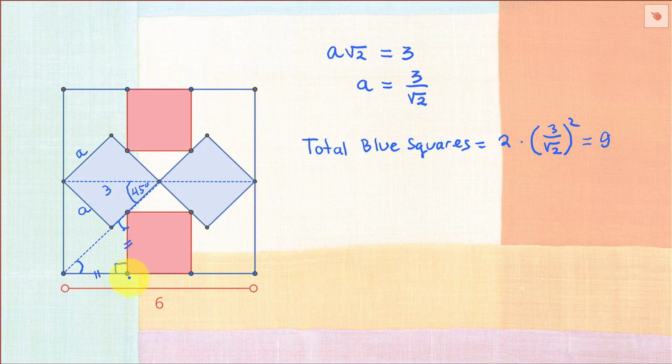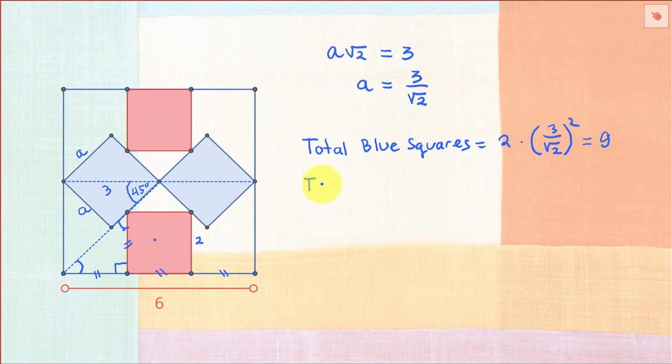But this one is one of the sides of the square, so this side must also have equal length. So that's the same, and by a similar argument, this one is also of the same length. That tells us that the side of the big square is divided into 3 equal parts, which is 2 for each part. So the side length of the red square is equal to 2.